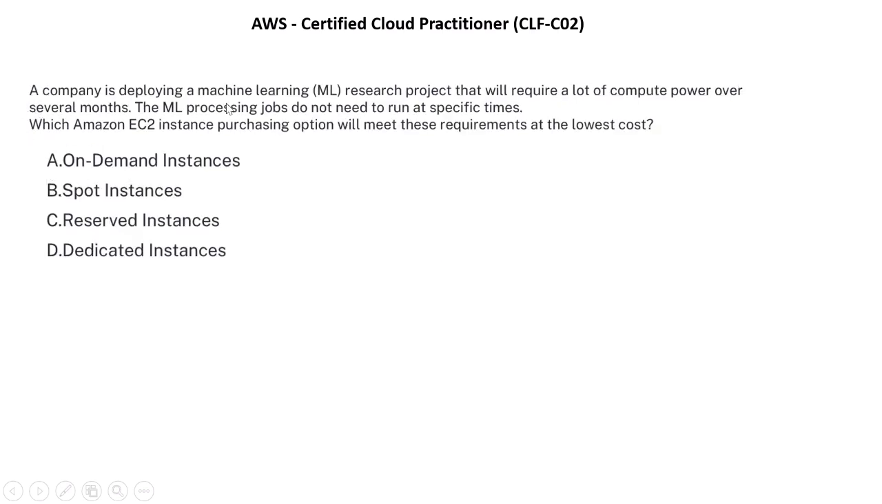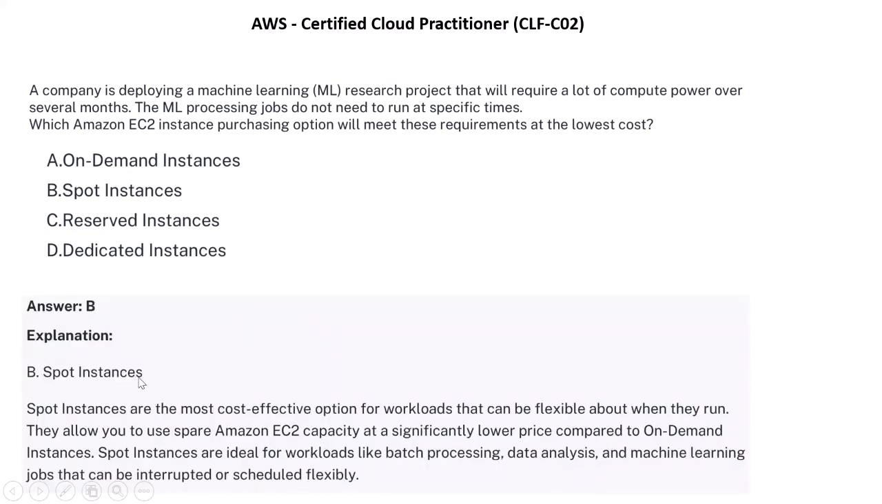Next question. A company is deploying a machine learning research project that will require a lot of compute power over several months. The machine learning processing jobs do not need to run at specific times. Which Amazon EC2 instance purchasing option will meet these requirements at the lowest cost? Option A, on-demand instances, option B, spot instances, option C, reserved instances, option D, dedicated instances. The correct answer is option B, spot instances.